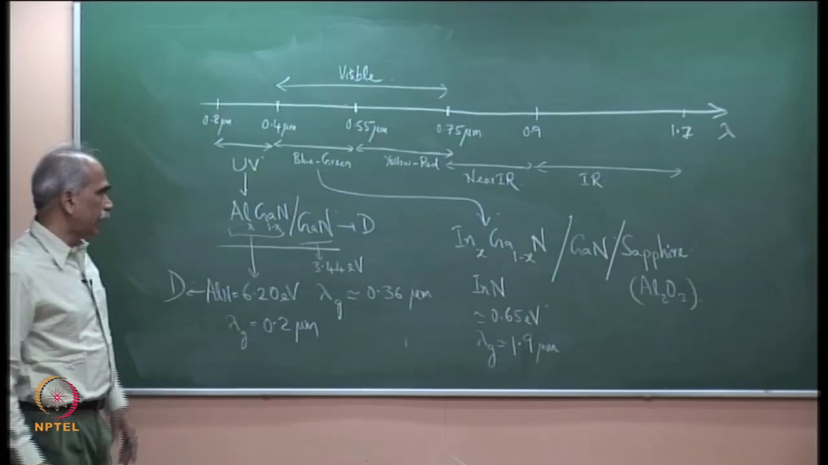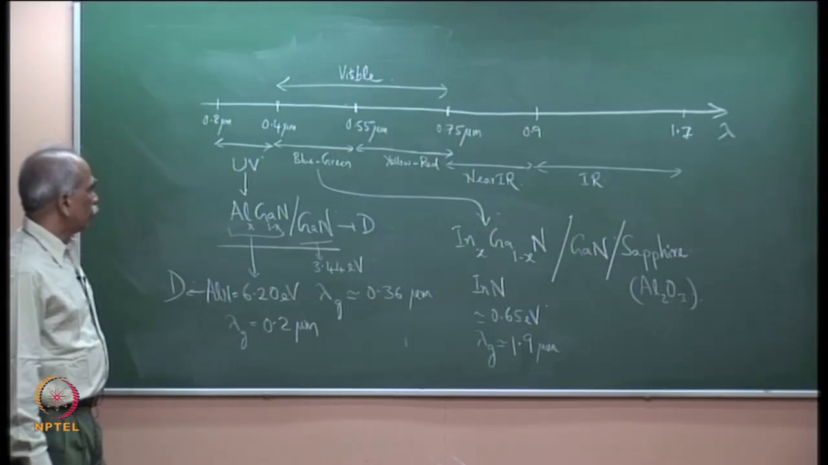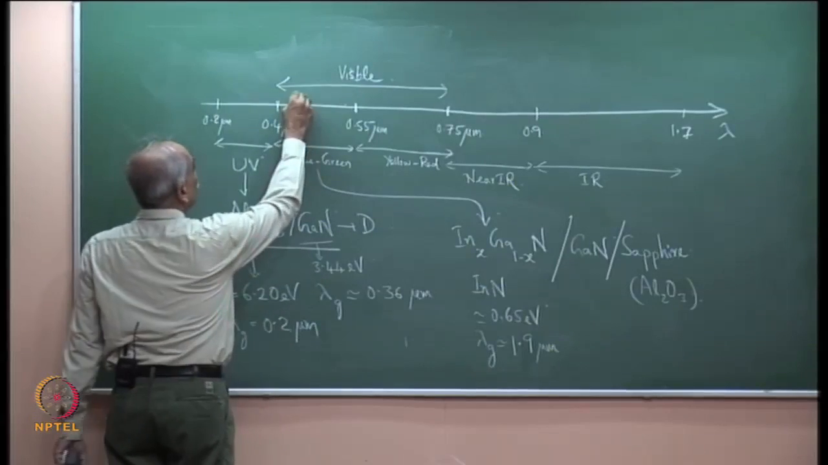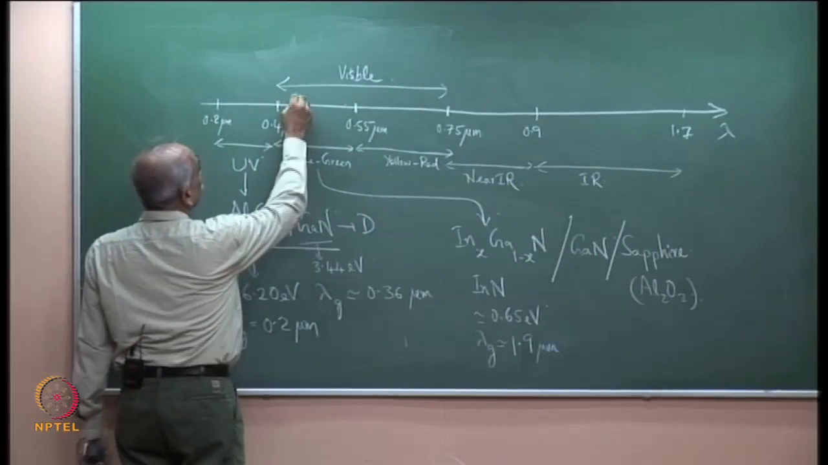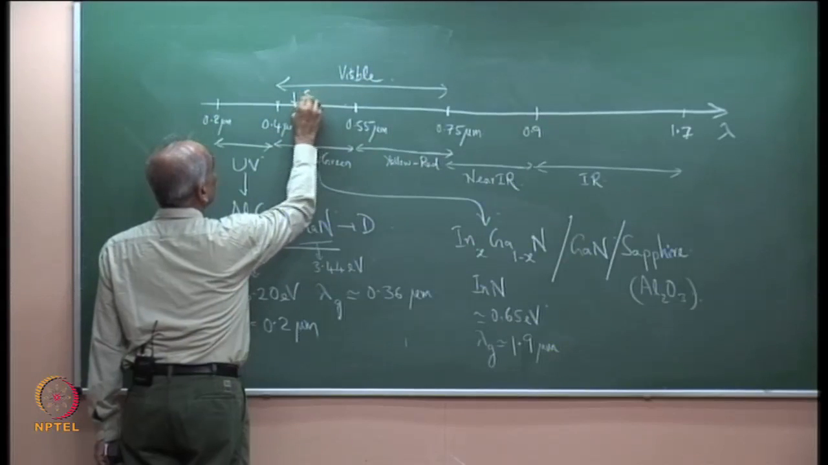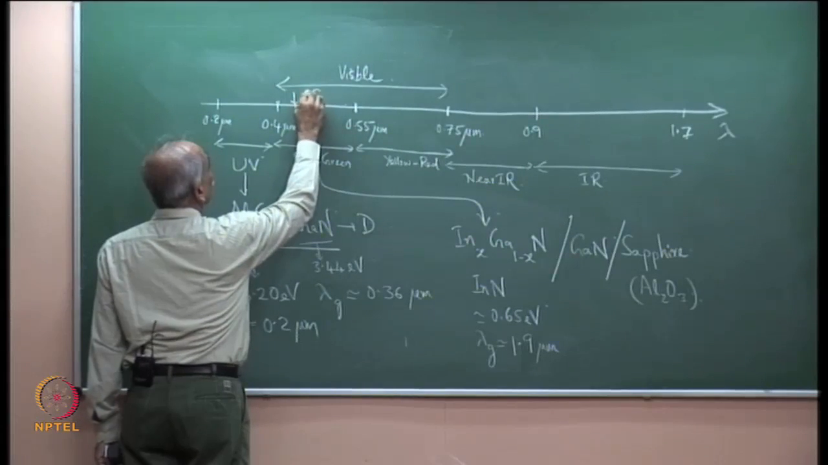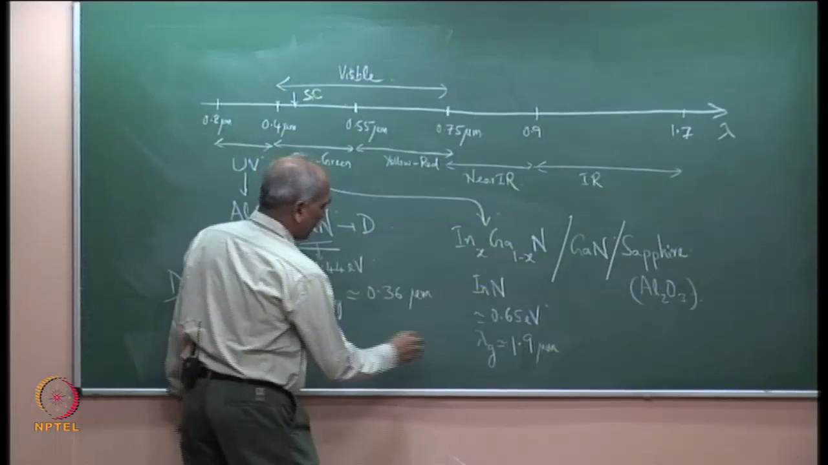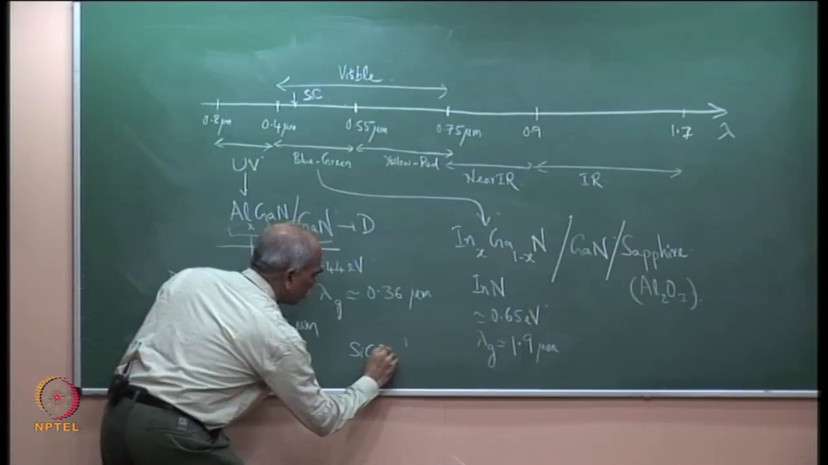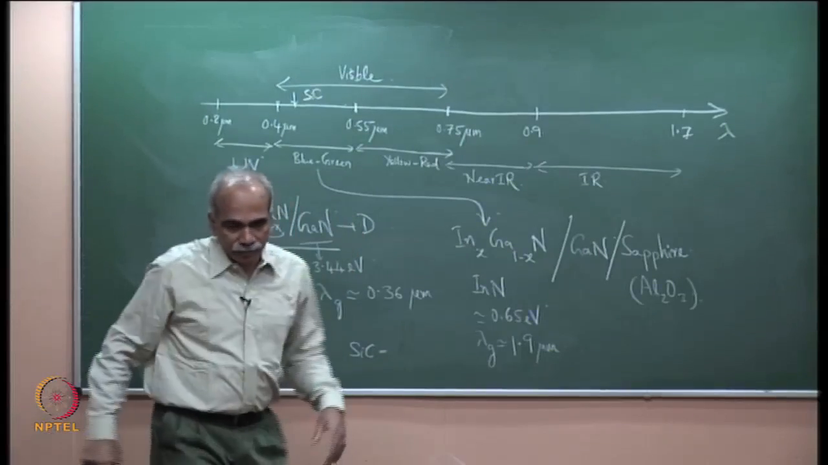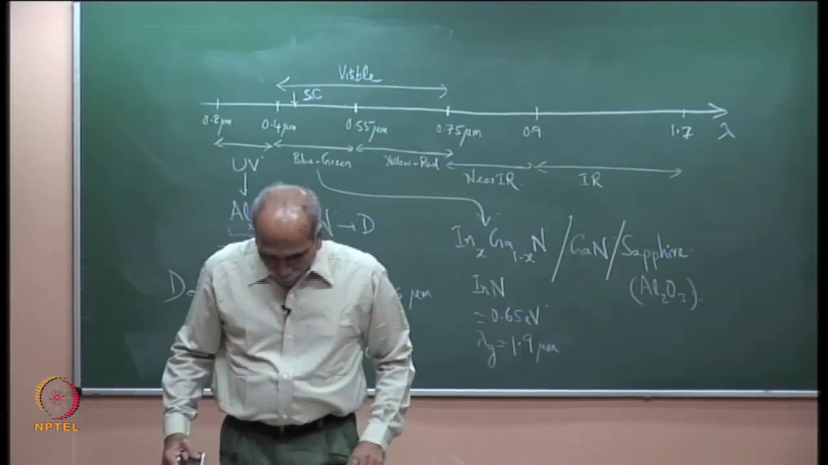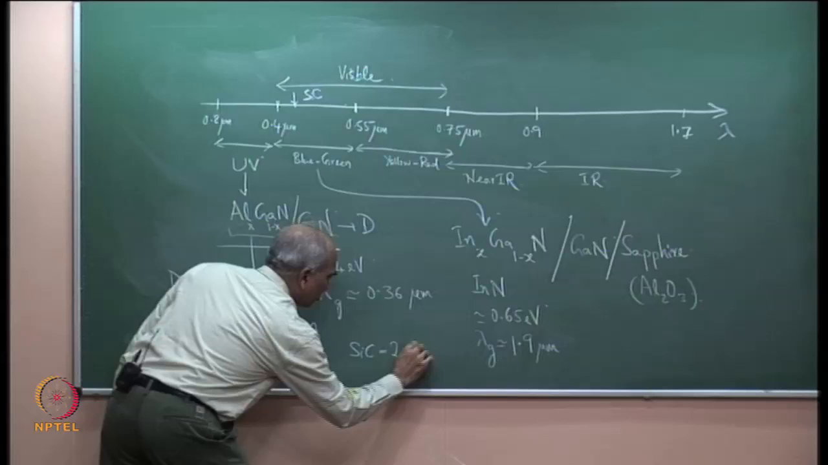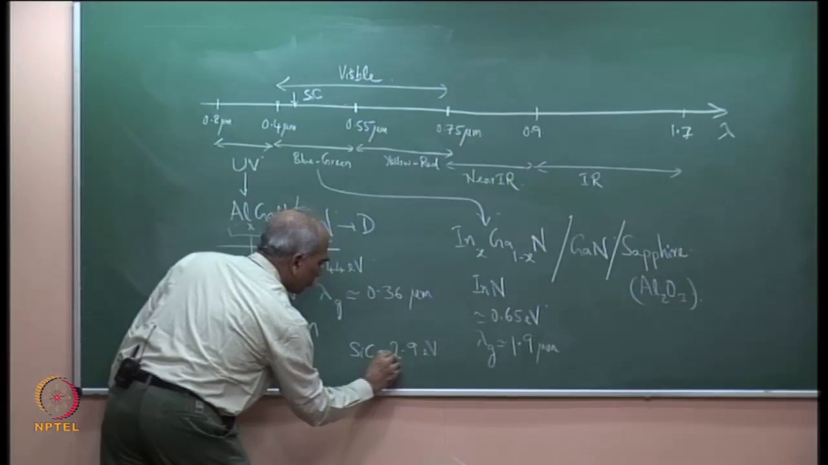It is a dielectric Al2O3. So, the blue-green region is covered by this material. Earlier, much before indium gallium nitride came, people had made LEDs in silicon carbide. I think silicon carbide had a band gap of approximately 2.9 eV.